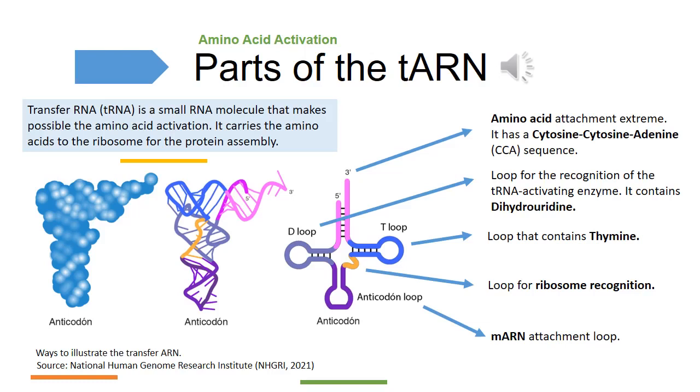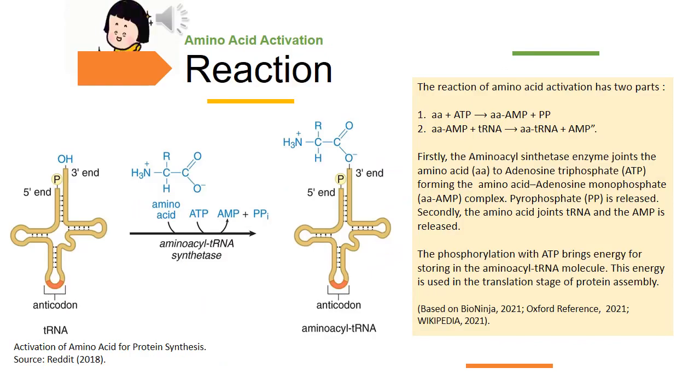Then, it has a loop for recognition of the tRNA activating enzyme. It contains dihydrouridine, so it is called the D loop. It has also a loop that contains thymine. Its name is the T loop. Then we can find a loop for ribosome recognition. And at the end, it has an mRNA attachment loop.